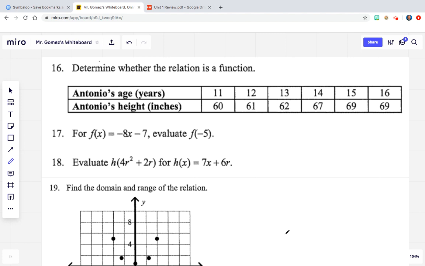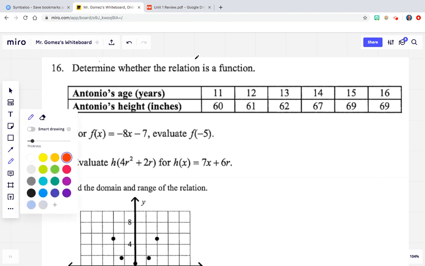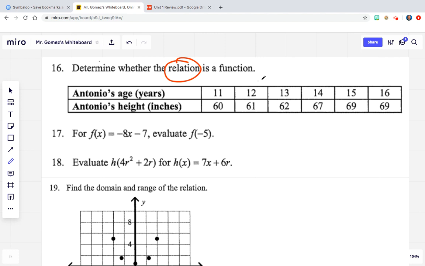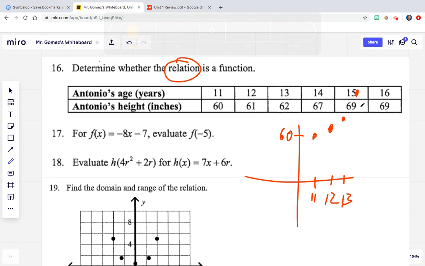So number 16, it says, determine whether the relation is a function. Looking at this, we know that it's a relation as of right now, so that means it could be points just all over the place. And if we were to map them out, 11 and 60 would be right here, and then 12 and 61, 13 a little higher at 62, and 14 at 67, which would probably be higher. And again, this is 61, 62, and then 67 up here on the y-axis. And then you get the gist of it.